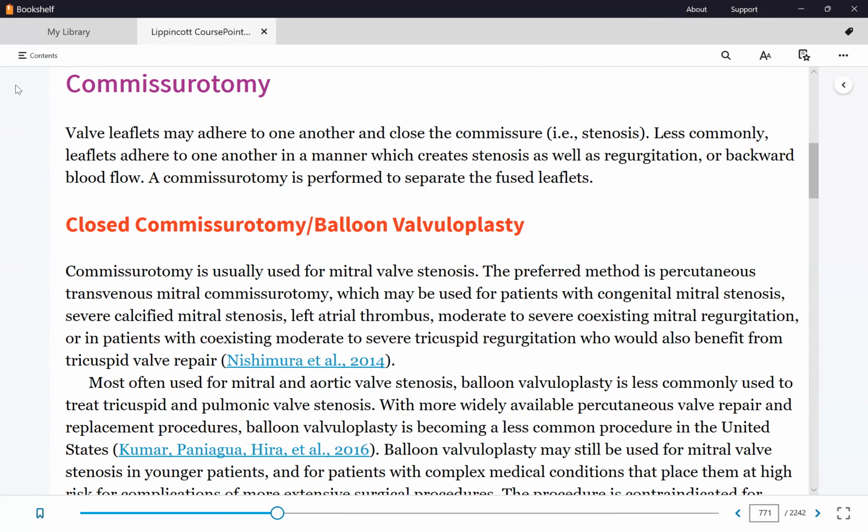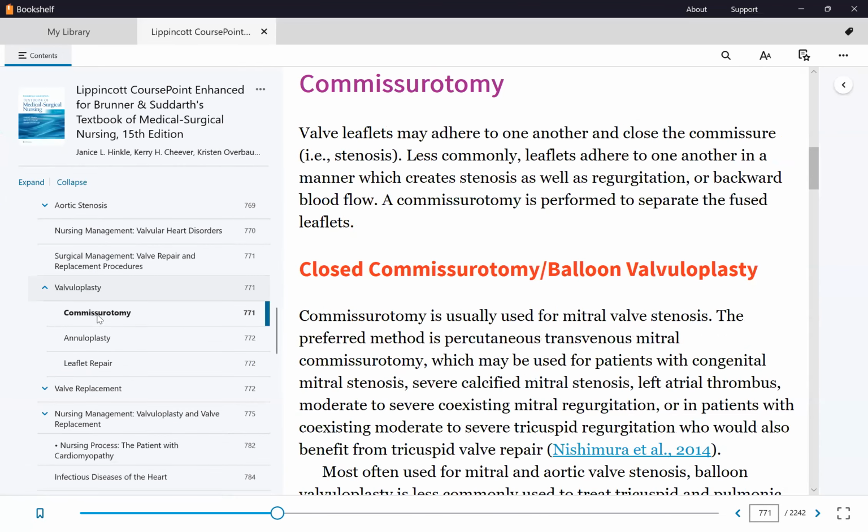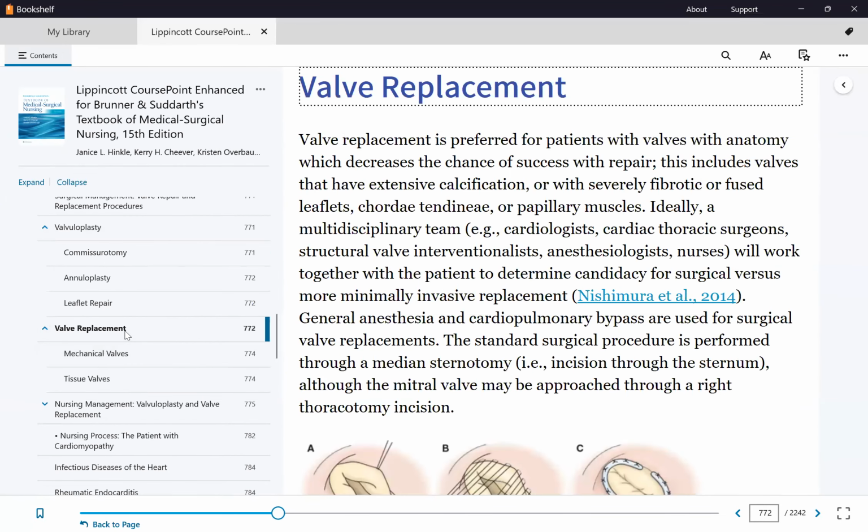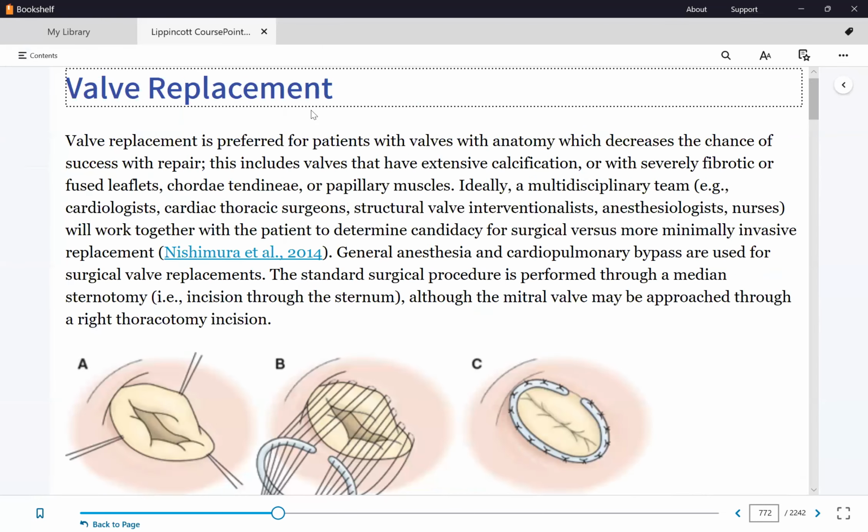Now let's go to replacement. If it can't be repaired, now we have to replace. We'll focus on our nursing care. So what do we do? What do we teach the patient after replacement? Teaching will be based on what valve was used to replace it.